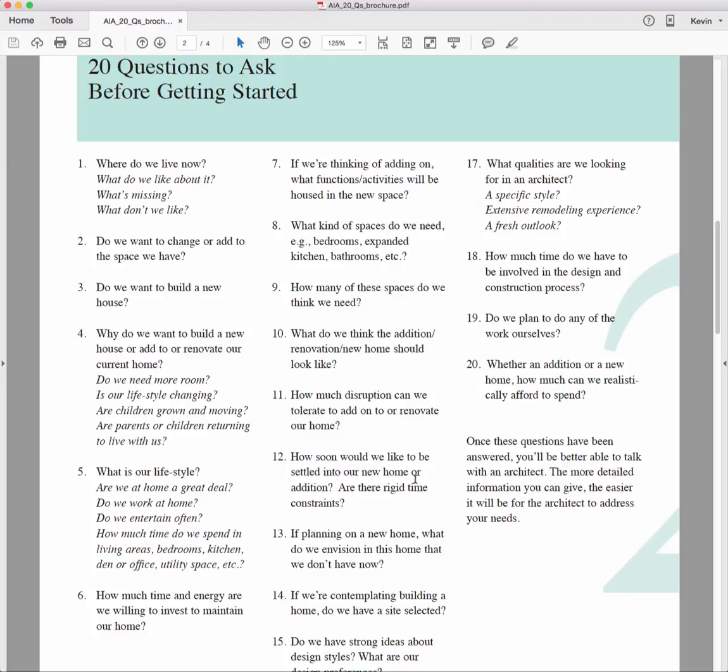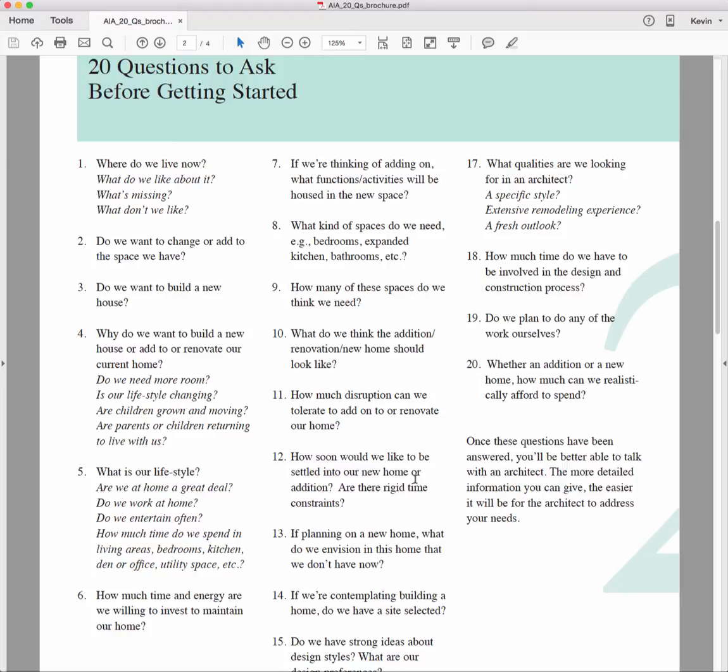Why do we want to build a new house or add to or renovate our current home? Do we need more room? Is our lifestyle changing? Are children growing and moving? Are parents or children returning to live with us? It's the same thing, okay? If in fact we want to design a new system, well then probably things have changed in our needs, right? Now, you might say, well, maybe not, okay?